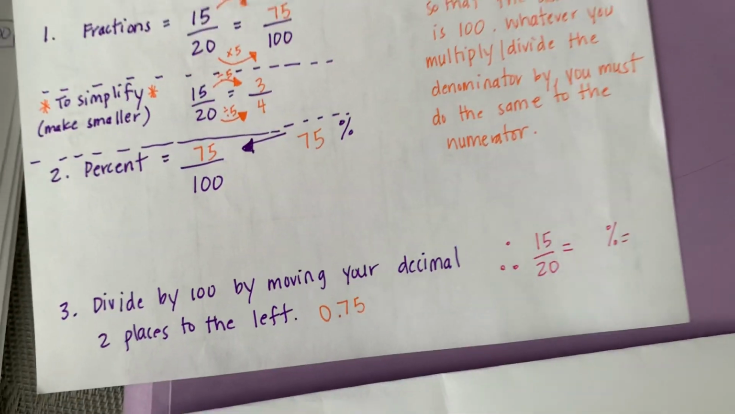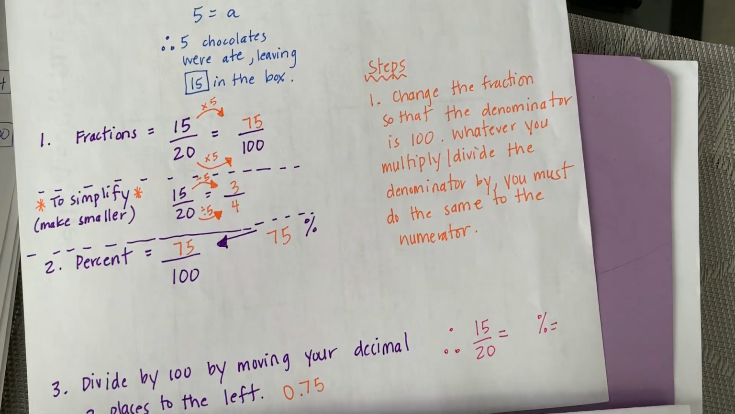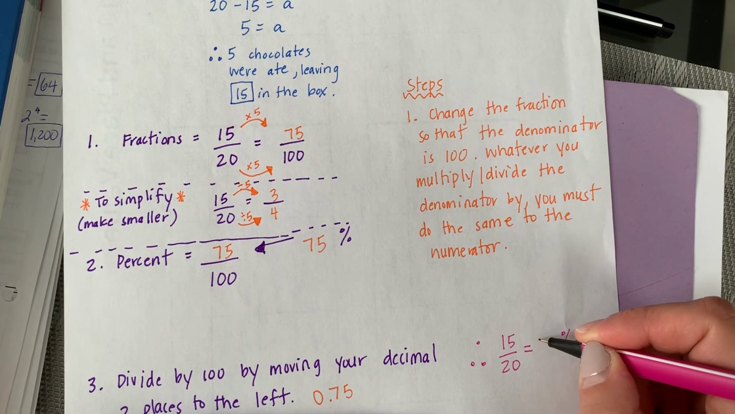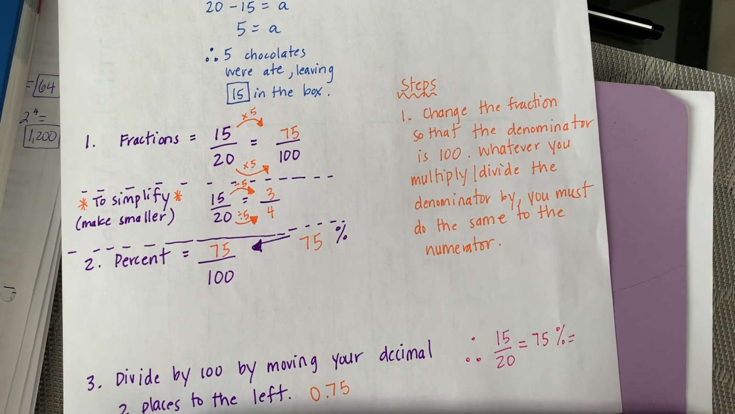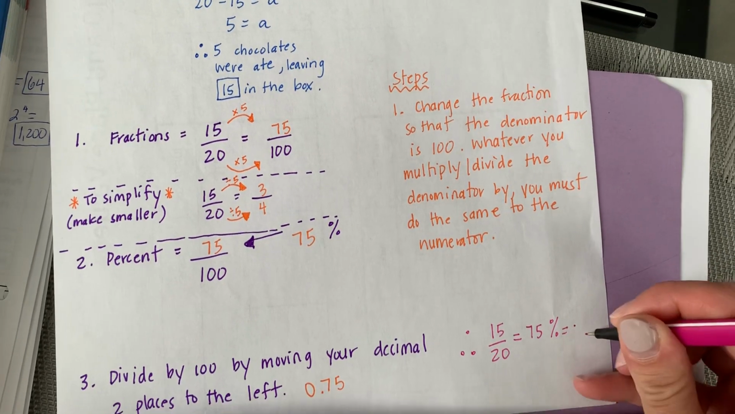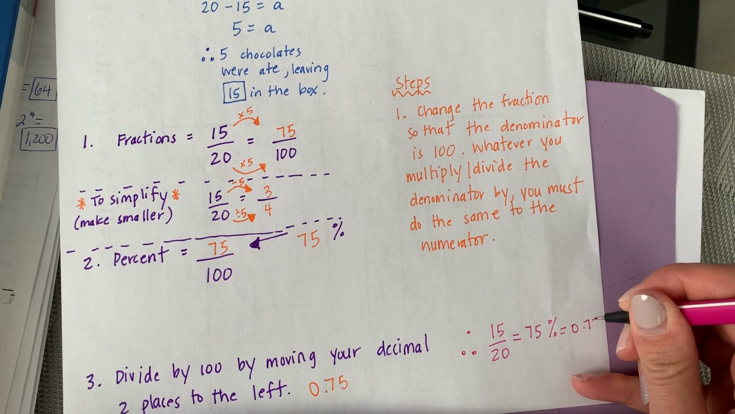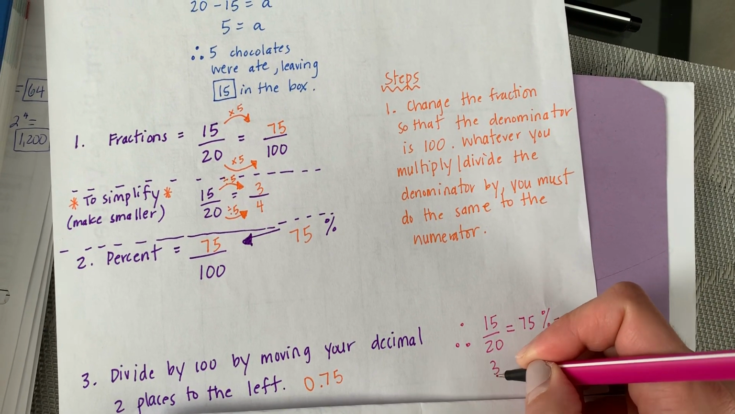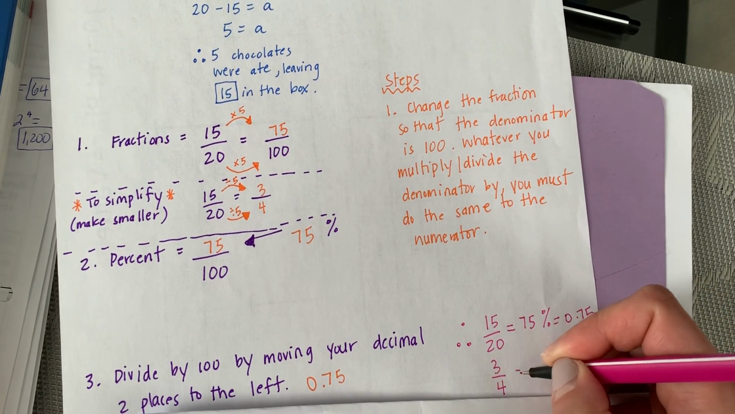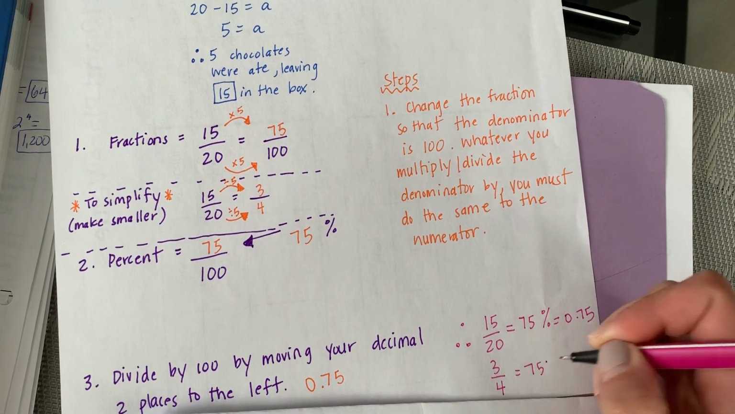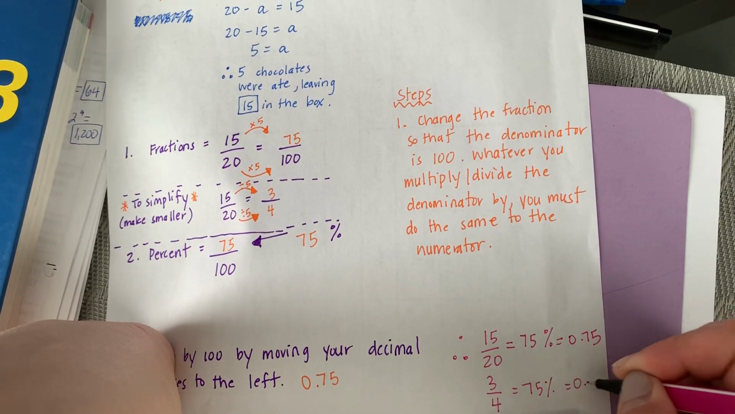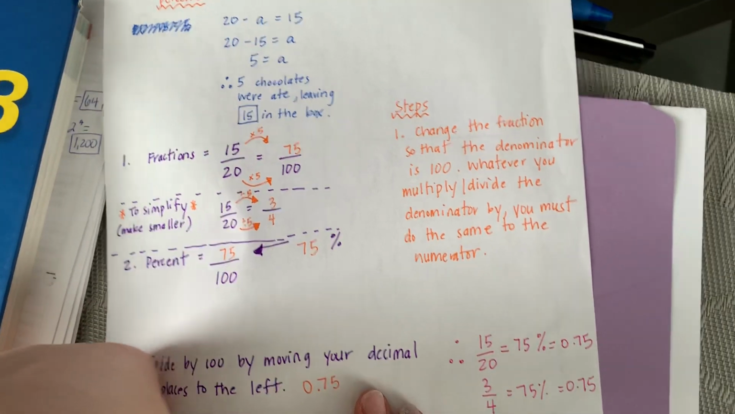Okay, so with that being said, I'm done. So 15 out of 20, which is my original fraction, is equal to 75%, which is also equal to 0.75 as a decimal. Or if I use my simplified fraction, 3/4 is equal to 75%, which is equal to 0.75. Sorry, I'm writing with one hand here.